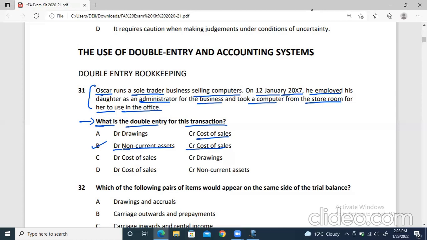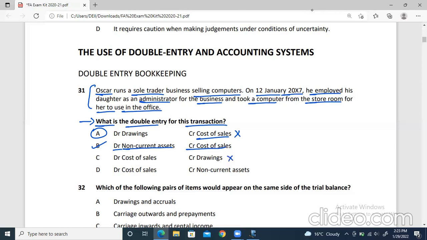So first, let's talk about this A entry. Debit drawings, credit cost of sale. I don't think any kind of drawings are happening over here because he's using it inside the office, right? So this cannot be the option. Now, debit cost of sale, credit drawings, we never credit drawings. Drawings is always an expense. It always increases. Expense never decreases, right? So C option does not make sense over here.